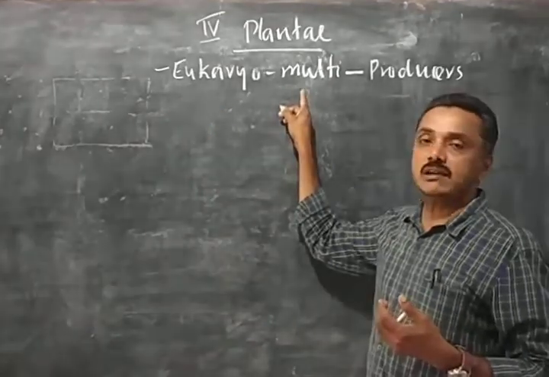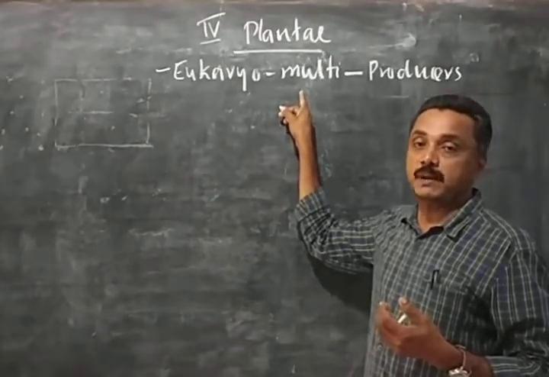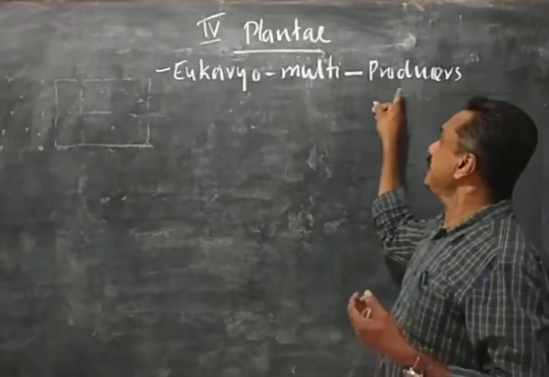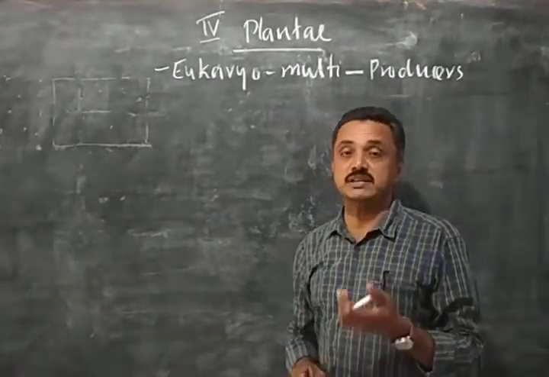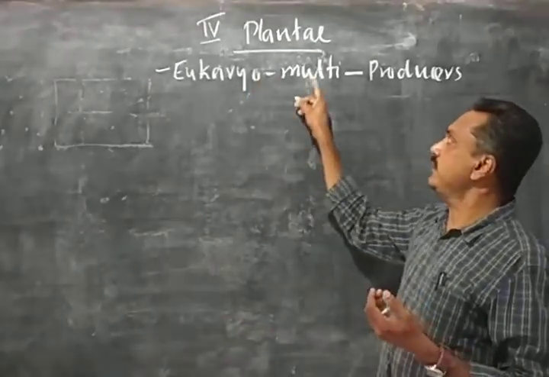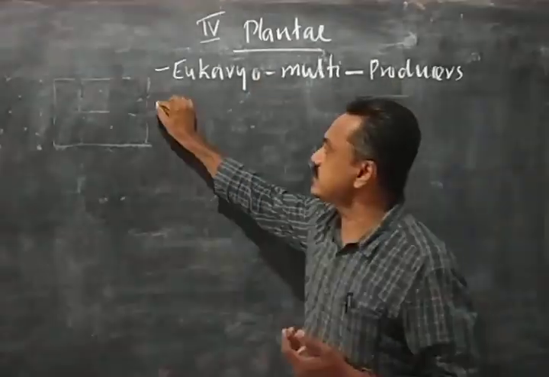They are multicellular with numerous cells in the body. Large plant cells come under this group, and they are all producers. They produce food material by photosynthesis. So that is the general character: eukaryotic, multicellular producers.